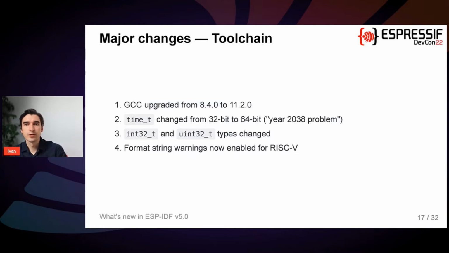Now moving on to the next category, and that is the toolchain. In 5.0, we are upgrading GCC to one of the newer releases. Previously, IDF 4.x have been using GCC 8.4. Now we are moving on to GCC 11.2. That by itself can be a breaking change for some of the applications, because GCC now produces more compilation warnings and compilation errors in this more recent release. So GCC notices more problems in the code that will manifest themselves as warnings or errors.